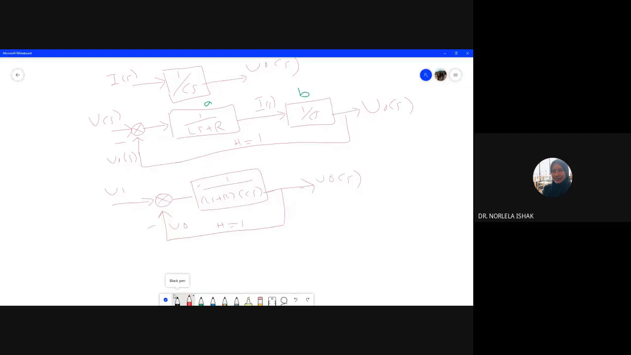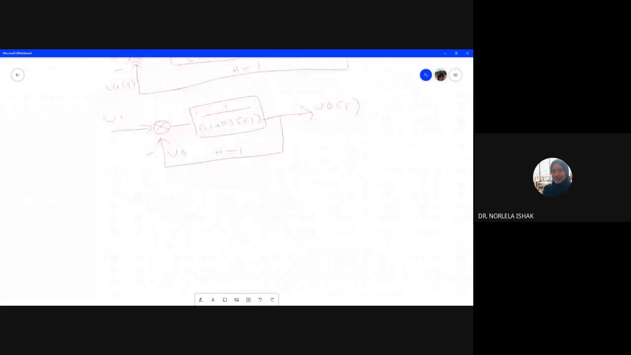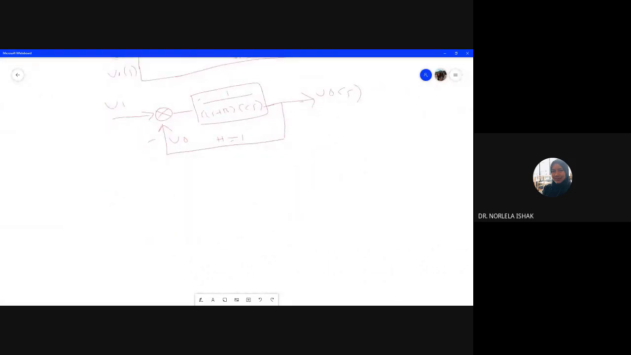So, can you define the transfer function? You have to minimize the loop, or minimize the feedback. Okay. So we use the feedback formula. Okay, we use the feedback formula.